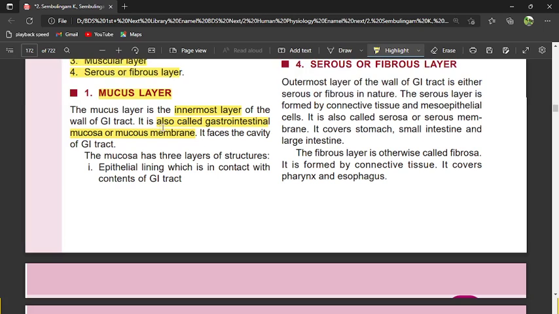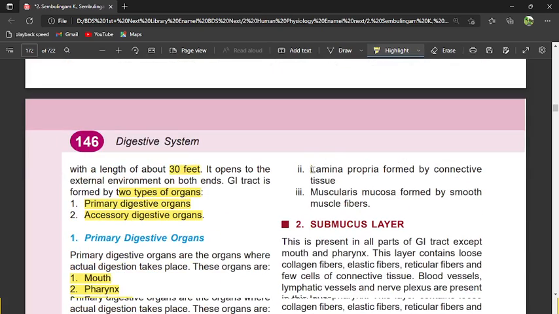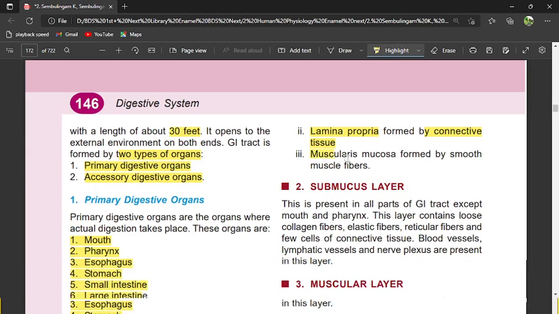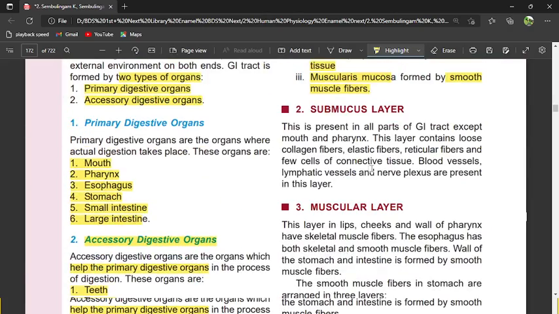So in one mucous layer there are three sublayers. What are they? First is the epithelial layer. Epithelial cells are there which are related to the GI tract. You have a lamina propria; you know that lamina propria is a connective tissue. You have a muscularis mucosa, which is also smooth muscle fiber. So in your mucosa you have muscle, you have connective tissue, you have epithelium. So three basic tissues you are having in the mucous layer.